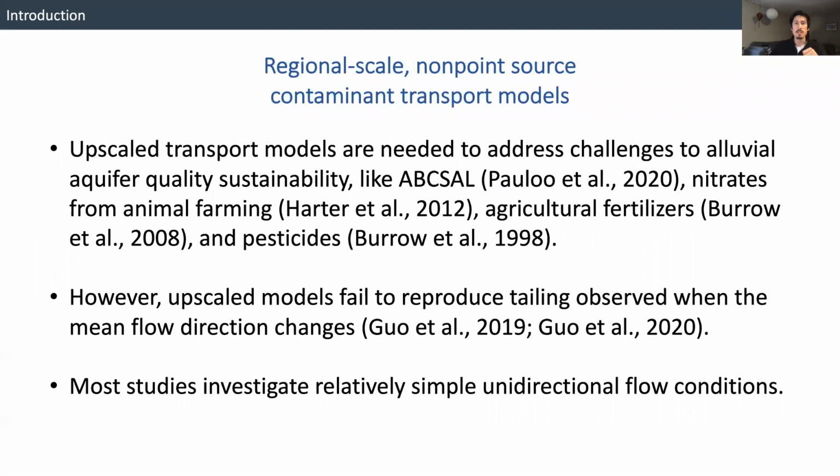This project's motivated by the need for upscaled transport models to address challenges to alluvial aquifer quality sustainability, such as those posed by regional scale non-point source contamination from nitrates, fertilizers and pesticides. It's also motivated by the fact that upscaled transport models fail to reproduce tailing observed when the mean flow direction changes, as demonstrated in these studies. We lack this understanding, likely because most studies investigate relatively simple unidirectional flow. However, flow directions can significantly change in regional aquifers, which is what we seek to model here.